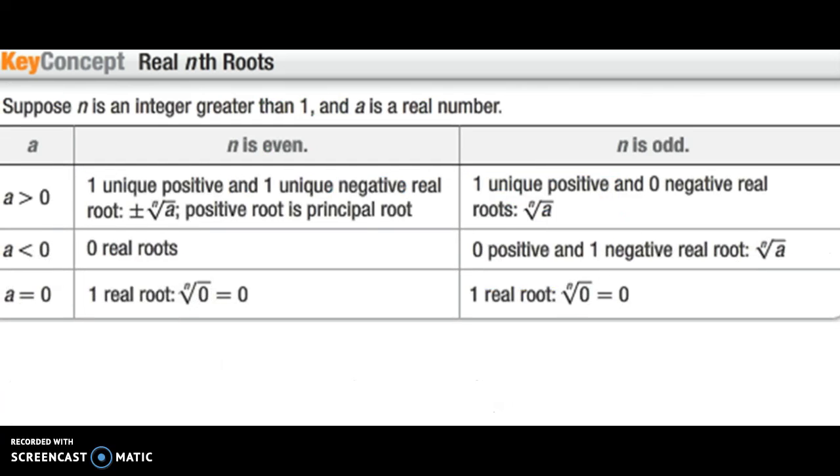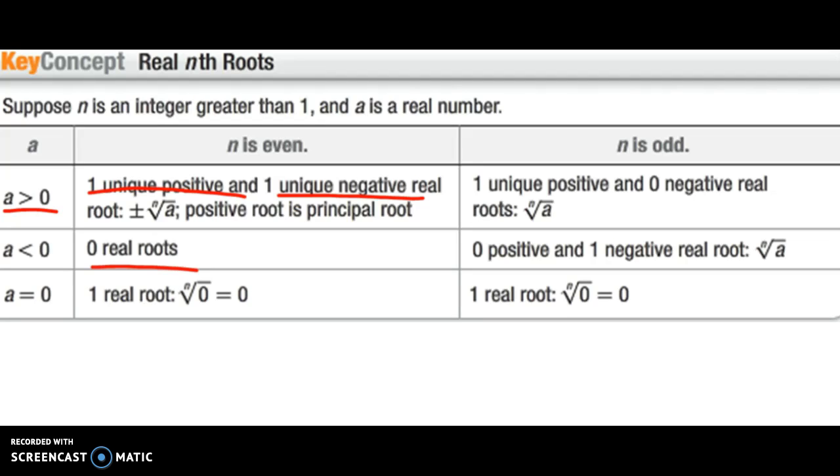Here are some interesting observations about the index n. If the index is even, 2, 4, 6, 8, and so on, and a is greater than 0, then we have a unique positive and a unique negative real root, meaning we get a plus or minus, the positive root being the principal root. If a is less than 0, meaning it's negative, and our index is even, there are no real roots. And finally, if a is 0, then we have one unique root, and that is 0.